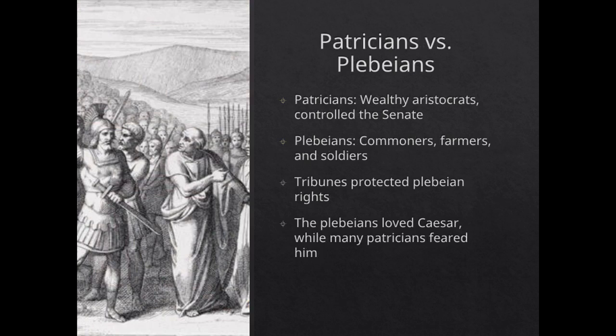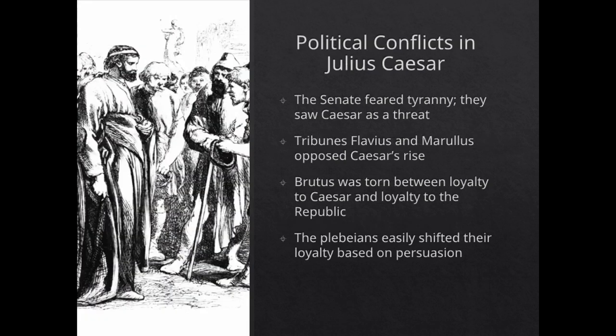Roman society was divided into two main classes: the patricians, who were the wealthy elite and controlled the Senate, and the plebeians, who were the common people. The plebeians had some political representation through tribunes, but the patricians held most of the power. In the play, the plebeians love Caesar, while many patricians fear his power and seek to stop him. The struggle between republican ideals and personal ambition is central to Julius Caesar.